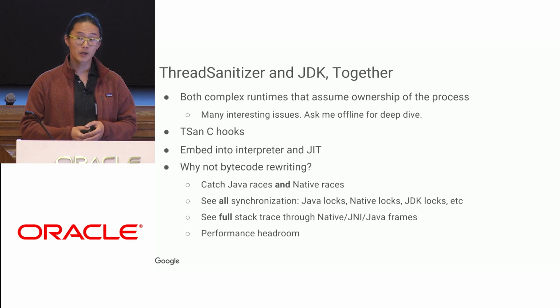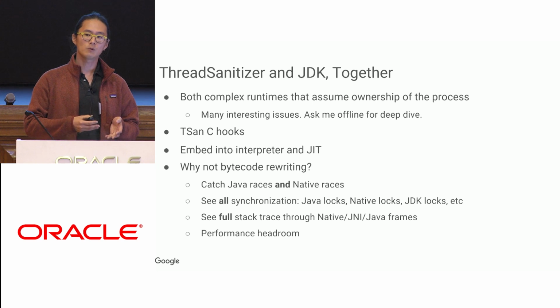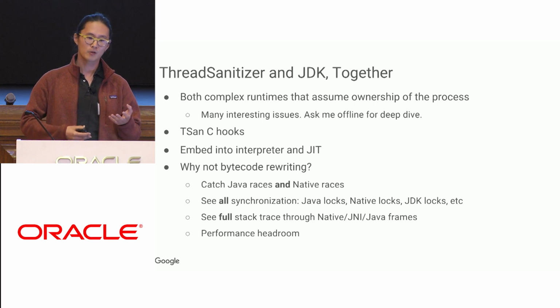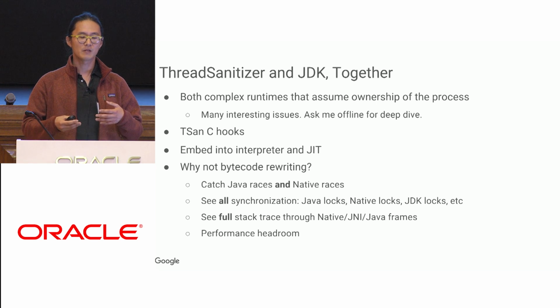Some may ask why we haven't pursued bytecode rewriting, and basically the answer is native code. At Google, pretty much every Java program comes with tons and tons of native code, and both the Java code and the native code keep evolving very quickly, so there's never a stable point where it's really safe.